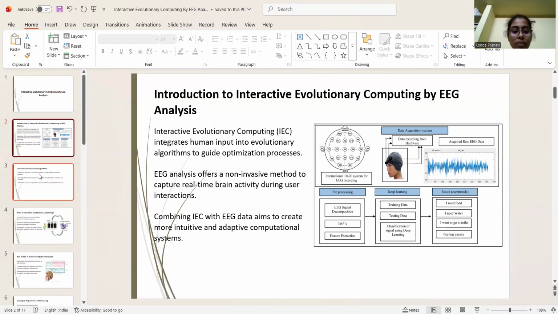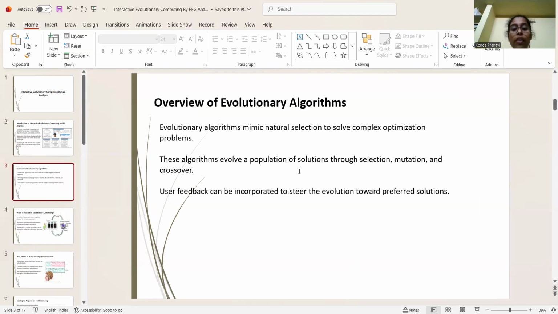Now, an overview of evolutionary algorithms. Evolutionary algorithms are inspired by natural selection. They work by generating populations of solutions and improving them using selection, crossover, and mutation. Traditionally, these algorithms rely on mathematical fitness functions, but human feedback can also be used as a guide for the evaluation.